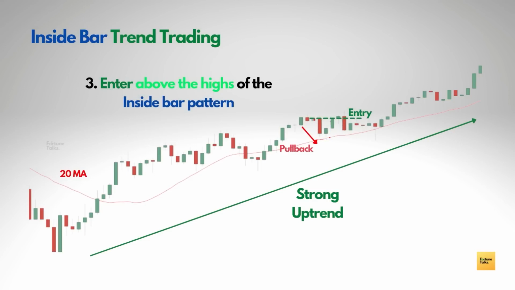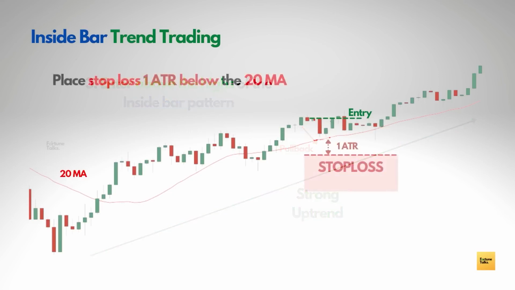Or you can wait for the confirmation. That is, wait for the breakout candle to close above the inside bar's previous candle's high so as to avoid being trapped by the Hikake pattern. For this trend trading strategy, you can consider setting your stop loss 1 ATR away from the 20 moving average since the market finds support at the 20 moving average.